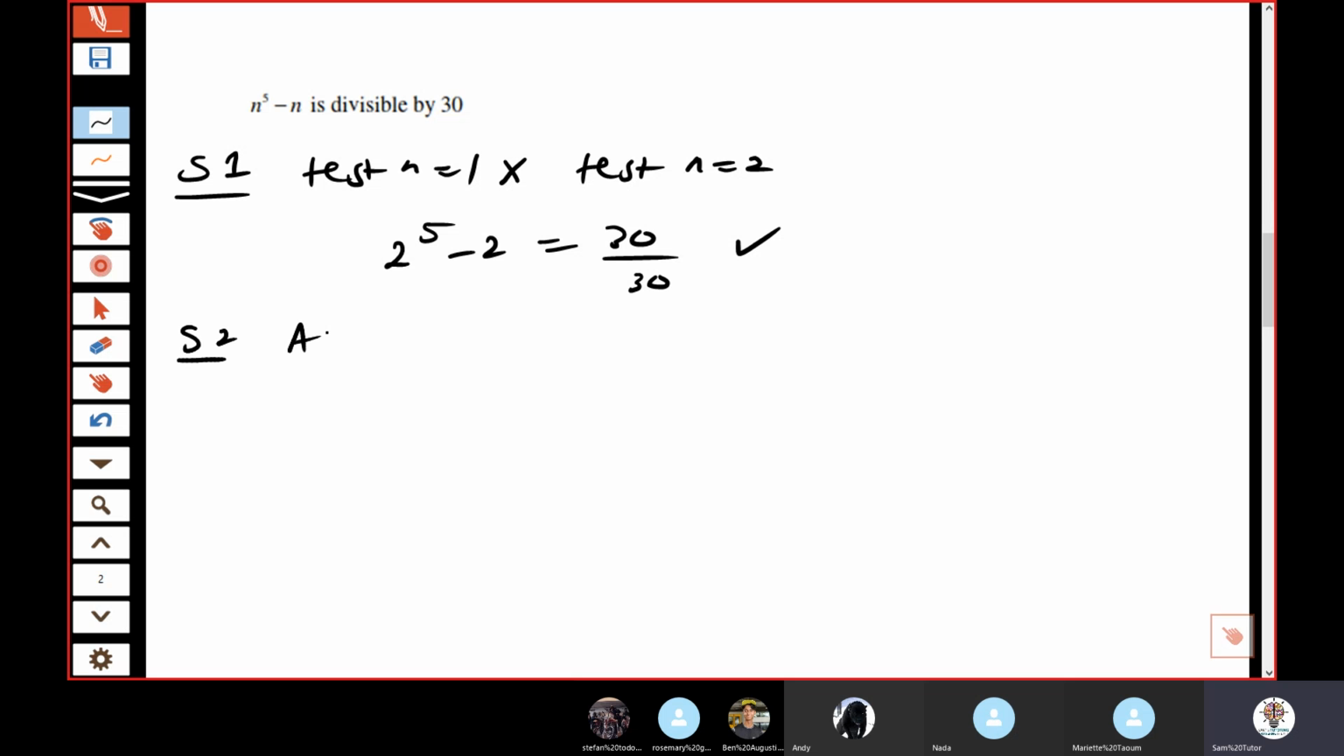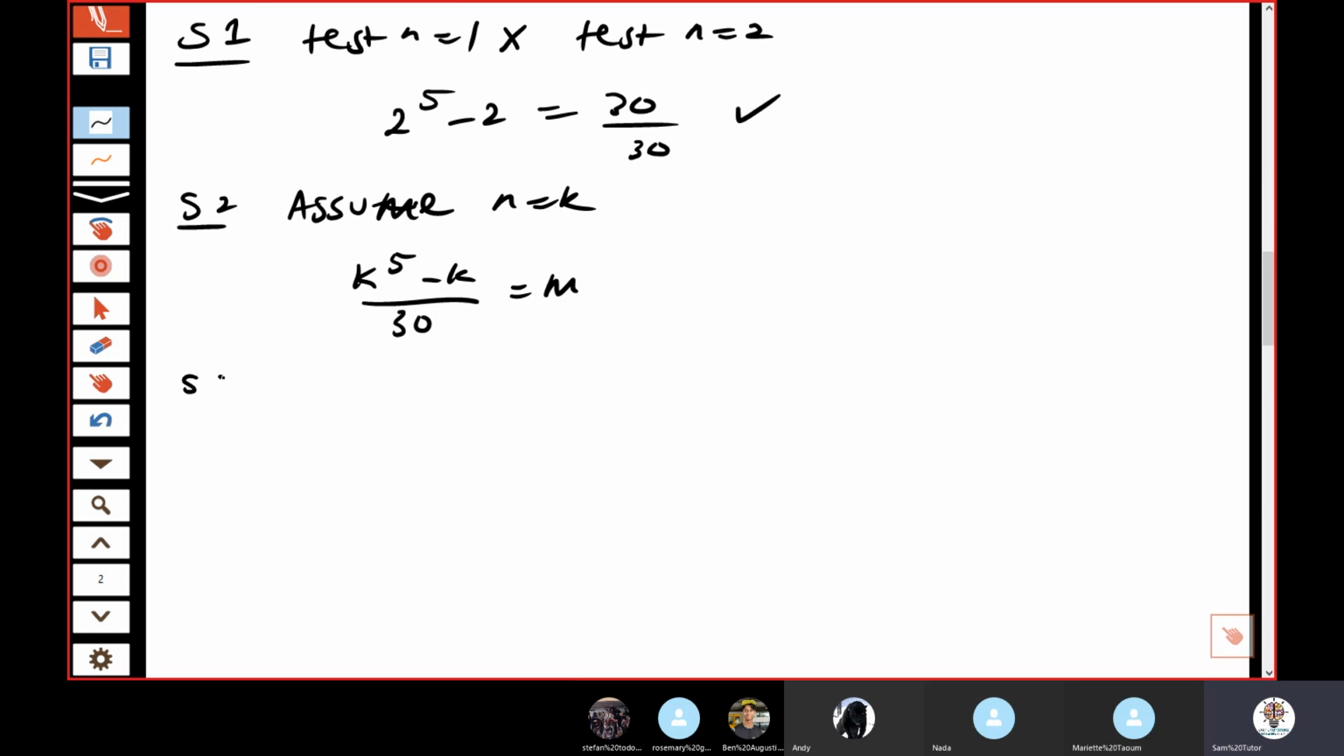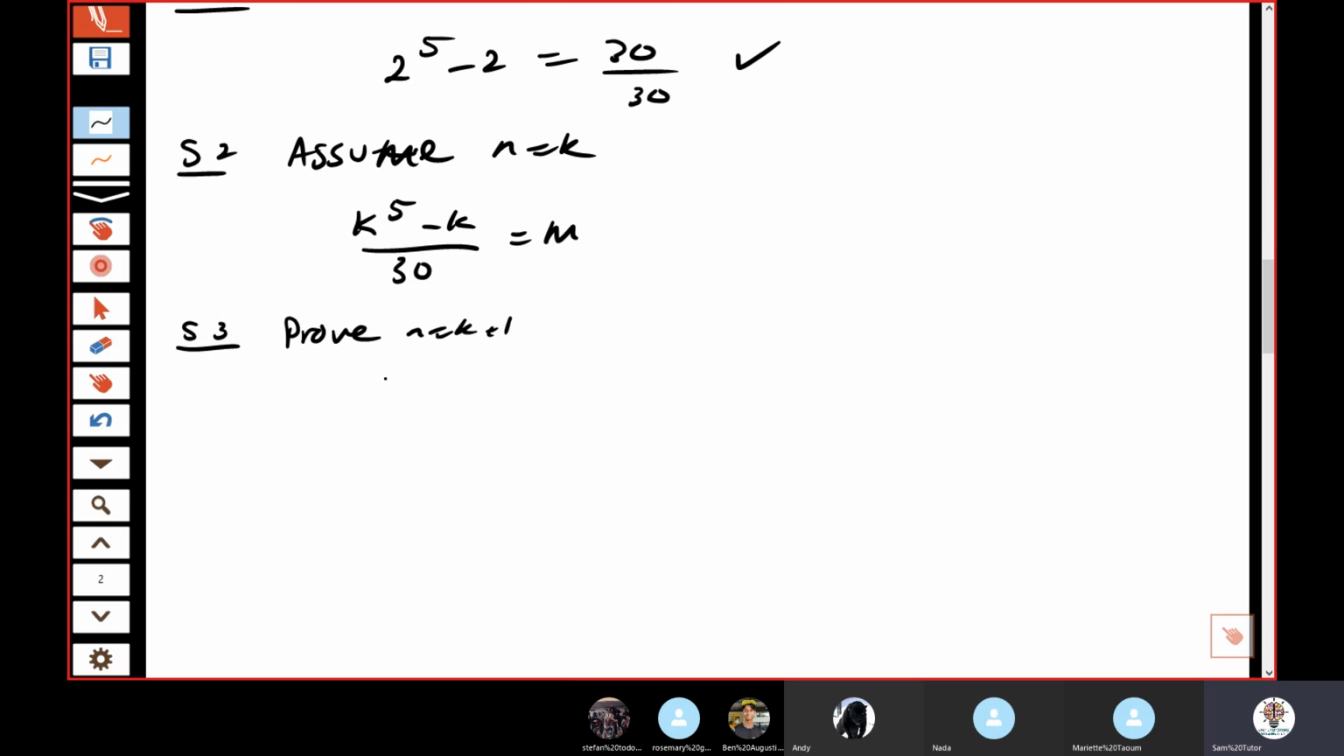Step 2, assume n equals k. That means k to the 5, take away k, divided by 30 equals m. Step 3, prove n equals k plus 1. That means k plus 1 to the 5, take away k plus 1.